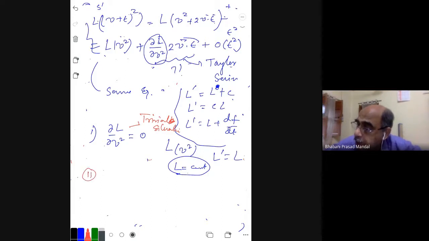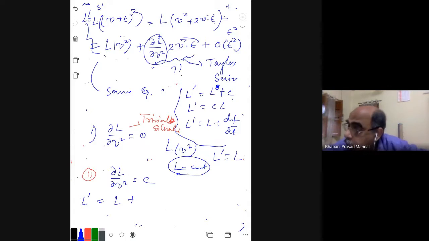Now the next possibility is del L del V square equal to a constant. If it is not 0, then it will be constant. Constant is possible. So if it is constant, then what is happening? Then L prime equals L plus, now this is constant, so 2C V dot epsilon. Epsilon is a constant vector, so I can write L plus d/dt of F, where F is 2C R dot epsilon.